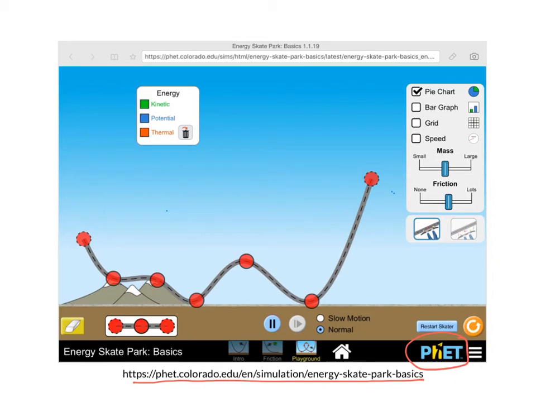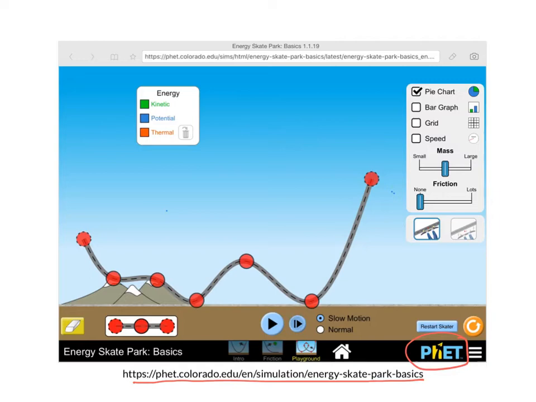And I'm going to get rid of the friction this time. Okay, here we go. I'm going to go slow motion. So as he's coming down the ramp, see how the blue turns into the green kinetic energy.